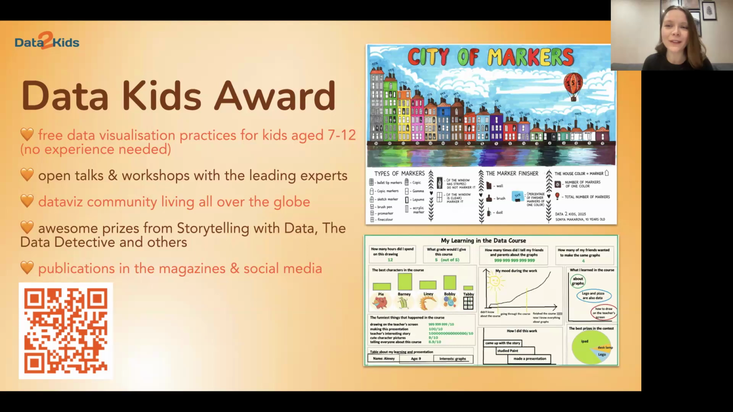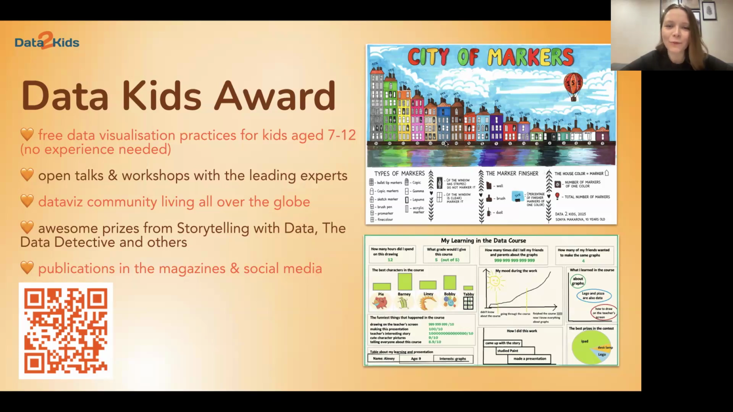Our community lives in absolutely different parts of the world, from the US to Asia, from Europe to Russia, and all other countries. We have social media, and the ones who take part in our Data Kids Award and become the winner of our award will be published in the social media, in the newsletters and by our media partners. In other words, here you can see some of the examples that were made by our data kids.